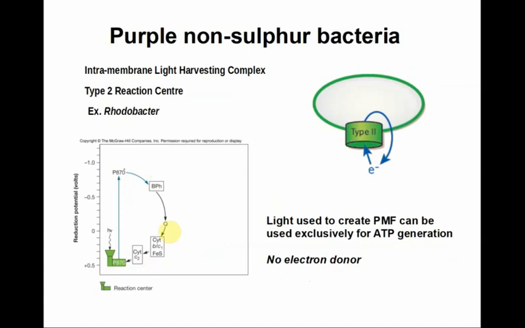So it's a totally different system from what we saw in the archaebacteria, but the end result and the purpose and the usefulness for the bacterium is exactly the same. No electron donor, but the photosynthesis allows you to generate a proton motive force out of nothing. And then they can produce ATP using that.